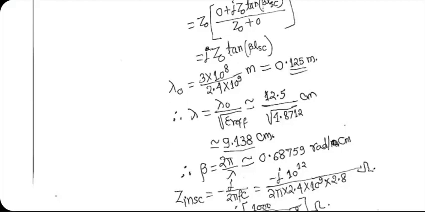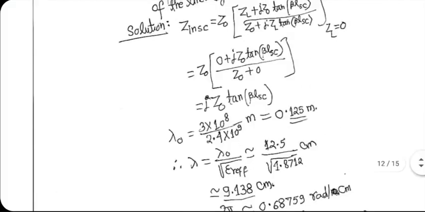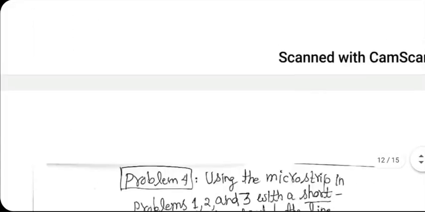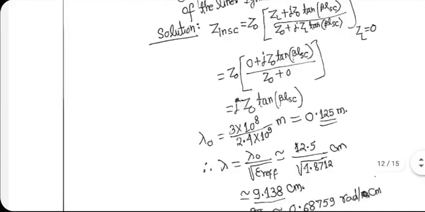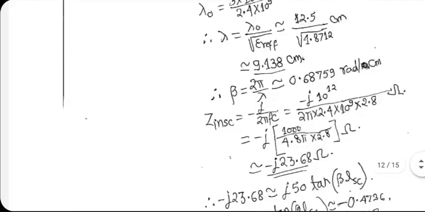So you want that this JZ0 tan beta LSC should look like a capacitor of 2.8 picofarad value. That means the impedance should look like minus JXC, where XC is 1 upon 2 pi FC. F is given, C is given. ZIN SC is supposed to be a pure capacitor's impedance. That is what we want. So it's minus J upon 2 pi FC.